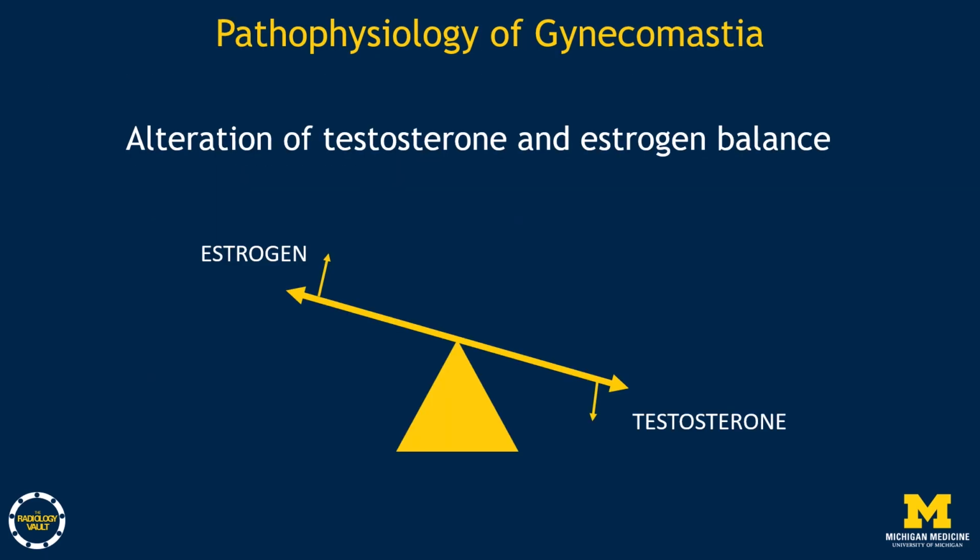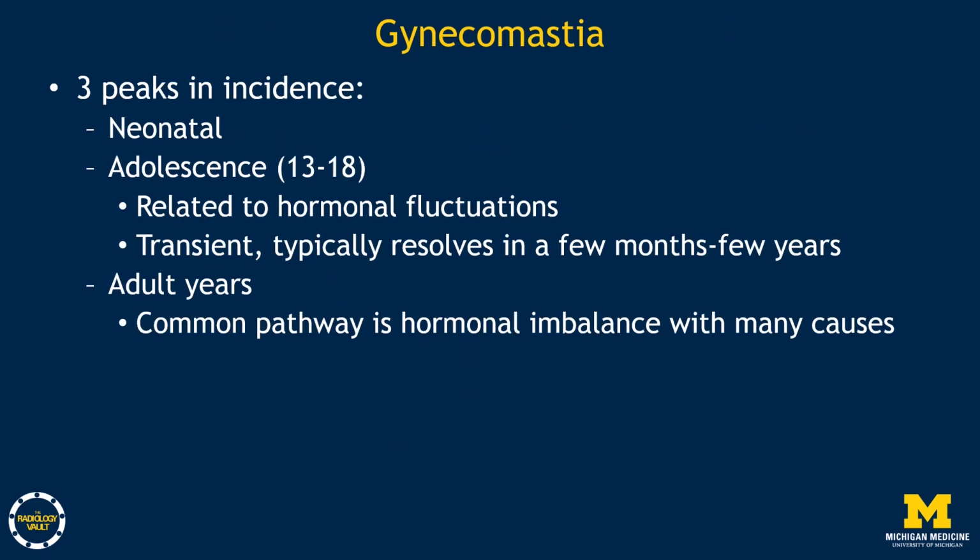The pathophysiology of gynecomastia is the result of the alteration of testosterone and estrogen balance. So anything that increases the levels of estrogen in a male relative to the level of testosterone can result in gynecomastia. There are 3 peaks in incidence of gynecomastia. In the neonatal period, the gynecomastia is caused by the influence of maternal hormones, and this is typically transient and resolves in the first weeks or month of life.